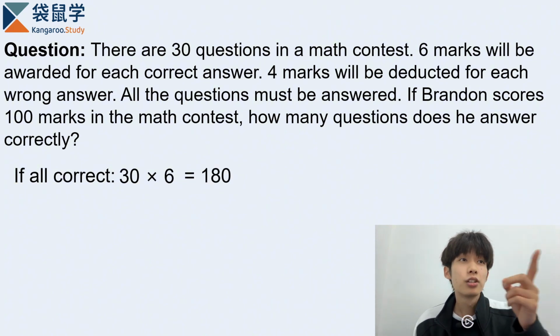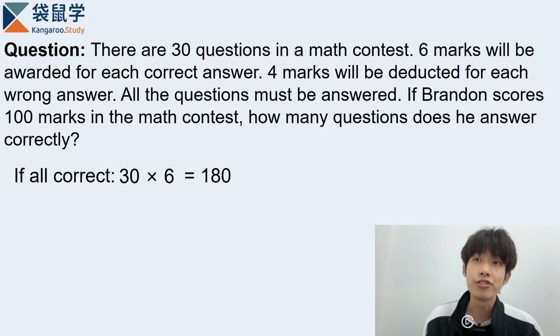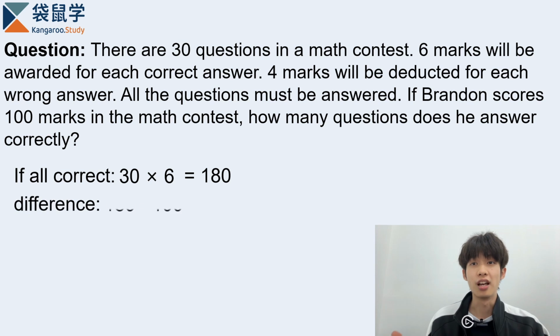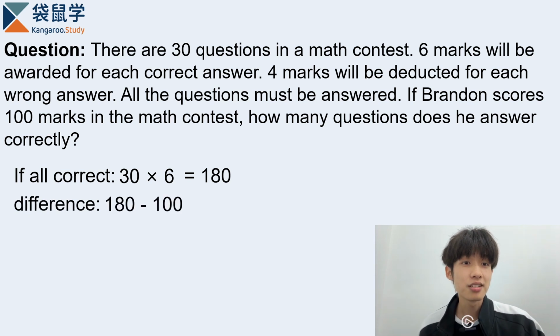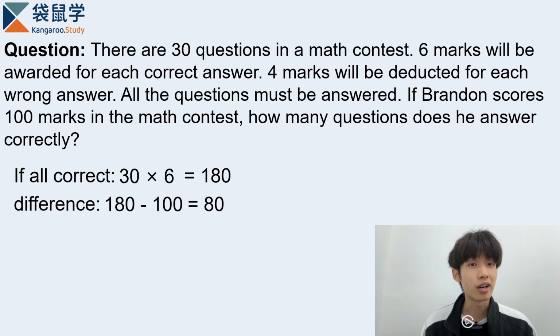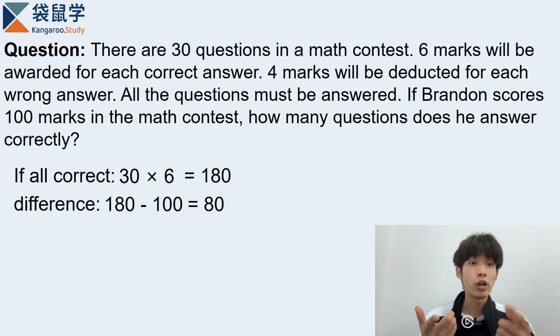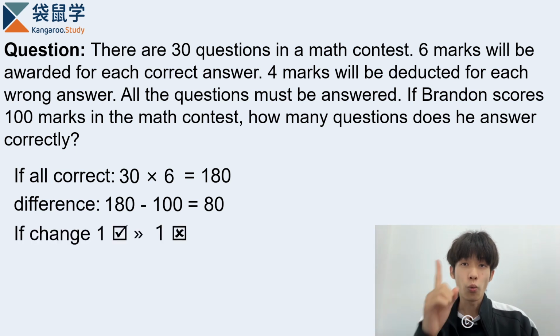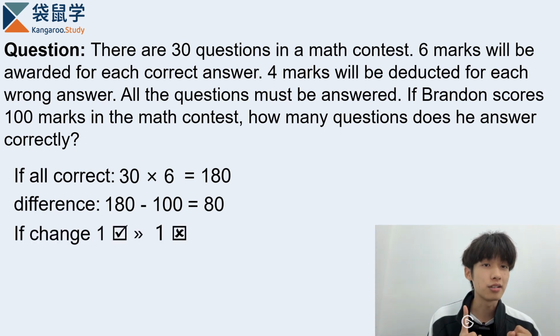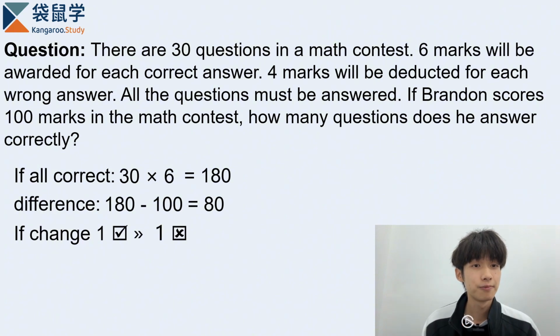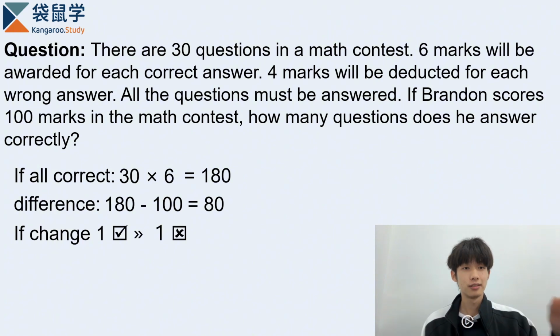But the question tells us Brandon scored only 100 marks. So how many marks should we deduct? We should deduct 180 minus 100 equals 80 marks. So where can we deduct these 80 marks? We can get all correct, but we can also get some wrong. If we exchange one correct answer for one wrong answer, how many marks will be deducted? Let's try to find out.